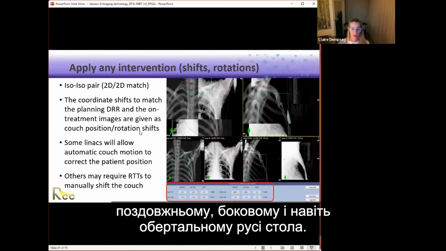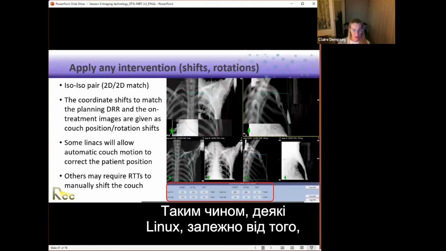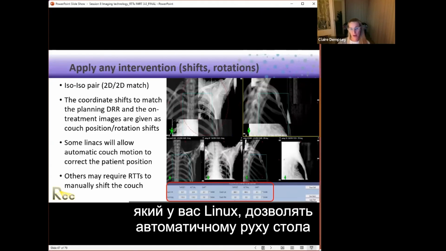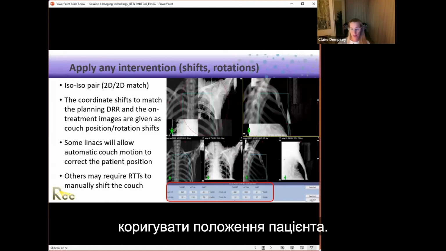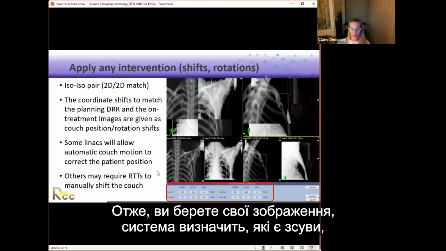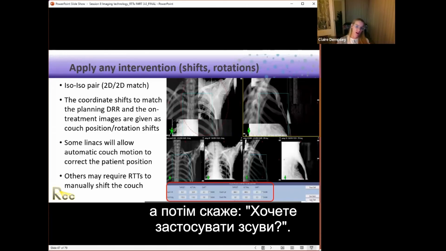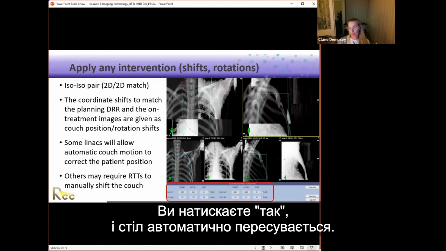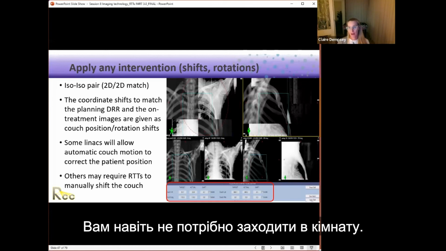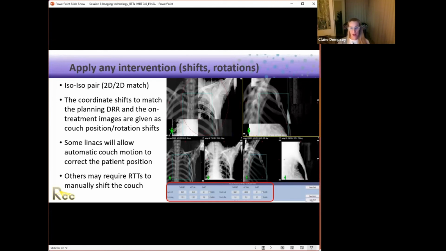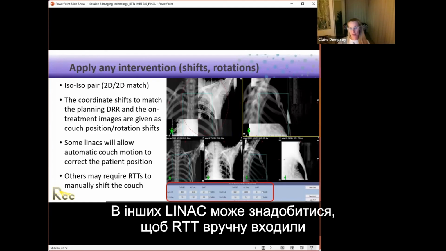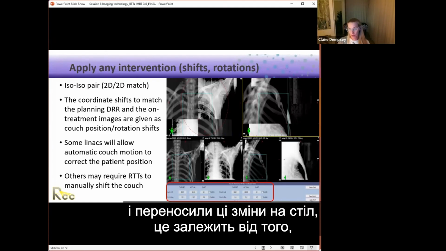So some Linacs, depending what Linac you have, will allow the automatic couch motion to correct the patient position. So you'll take your images, the system will work out what the shifts are, and then they'll say, do you want to apply the shifts? And you hit yes, and the couch will automatically move. You don't even have to go in the room. Other Linacs may require the RTTs to manually go in and make those shifts to the couch. It just depends on the Linac that you have.